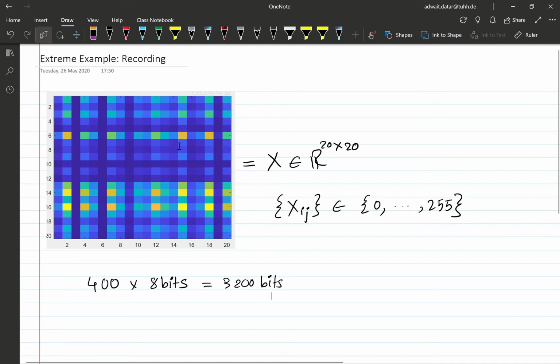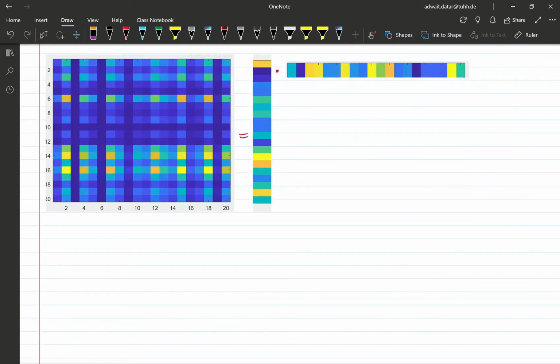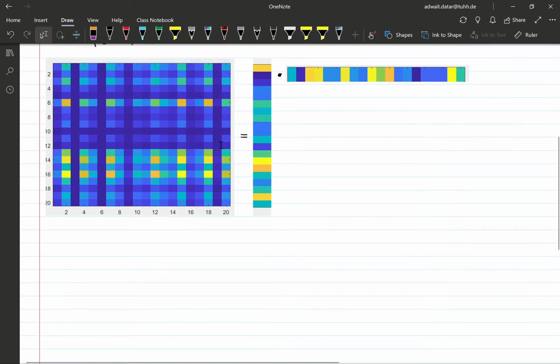Now it turns out that this matrix can be represented as this one here. I have created this example in a way that there is no loss of information, and we can exactly build this matrix by having a column vector multiplied with a row vector, which is to say that this is a rank 1 matrix.